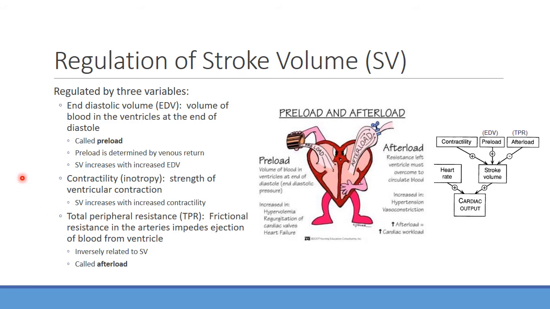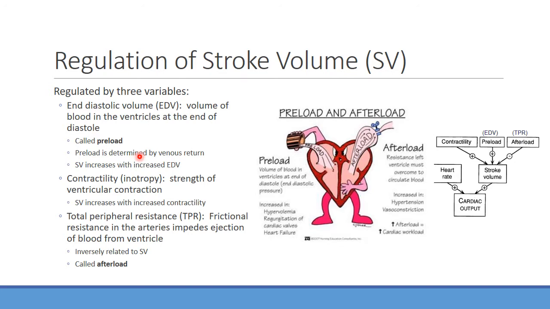So anyway, we said that the regulation of stroke volume is going to be through these three variables. One of them is going to be the end diastolic volume, that EDV, basically the volume of blood in the ventricles at the end of diastole. So this is when the atria get squeezed and put the most amount of blood into those ventricles, what that end diastolic volume is going to be. And this is considered preload. Okay, so it's really important to understand the difference between preload and afterload, especially when we're talking about the actual pathophysiology of some of these cardiovascular disease states.